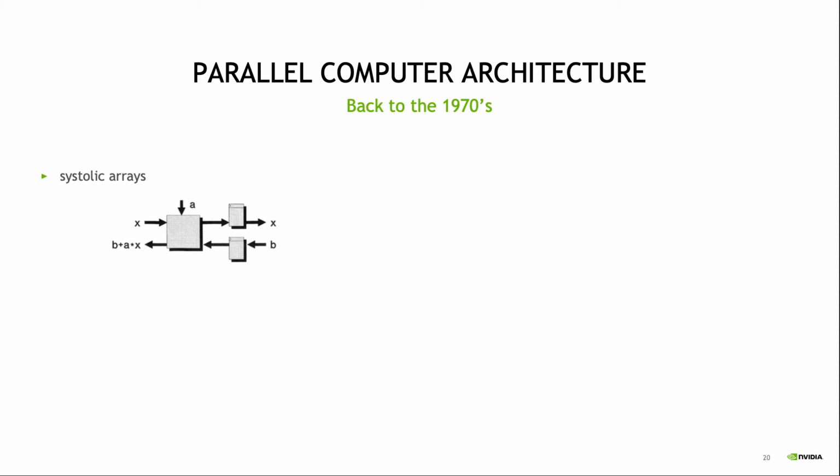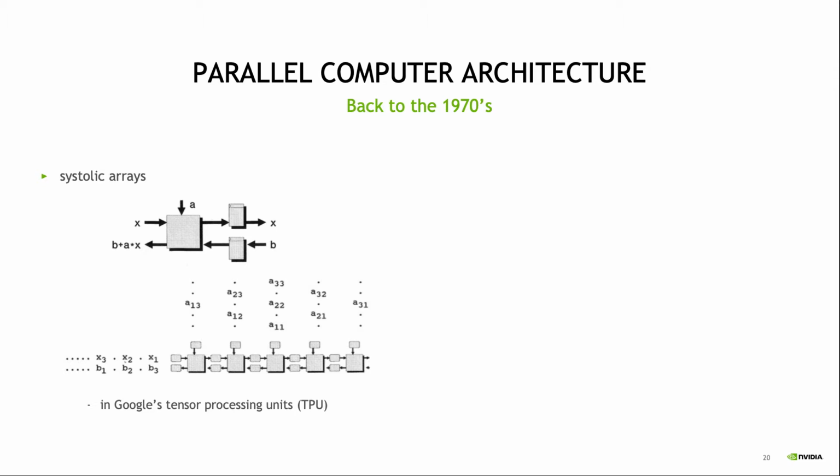Back in the 1970s, systolic arrays were based on simple processing units. As an example here, a multiply and add unit that computes b plus a times x is shown. Both x and b are buffered by a register. Tiling such tiny compute units allows one to parallelize large parts of matrix multiplication at the cost of a certain latency. In fact, Google's tensor processing units are based on this architecture. The name systolic comes from the analogy to the heart pumping in and out blood in a cycle, where in systolic arrays data is pumped in and out in a cycle.